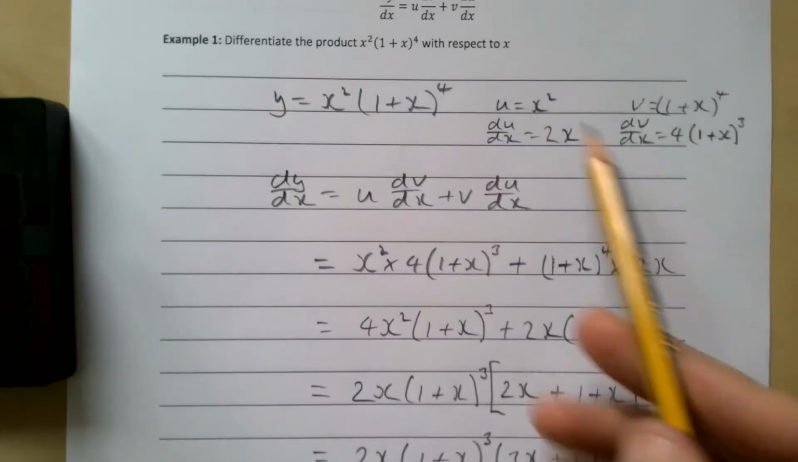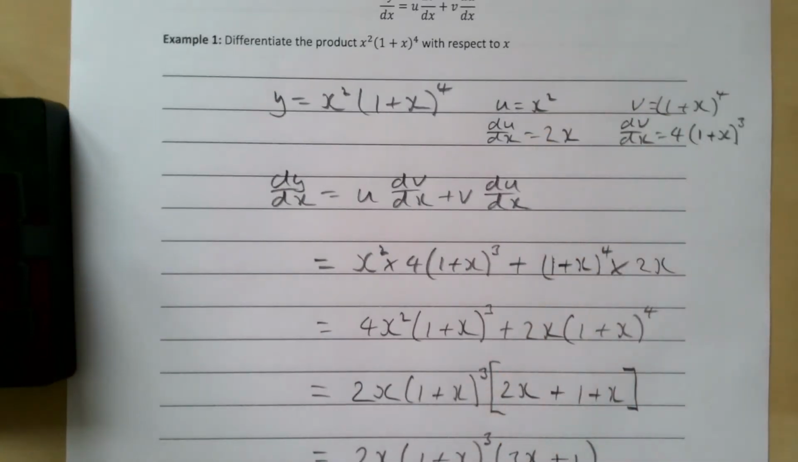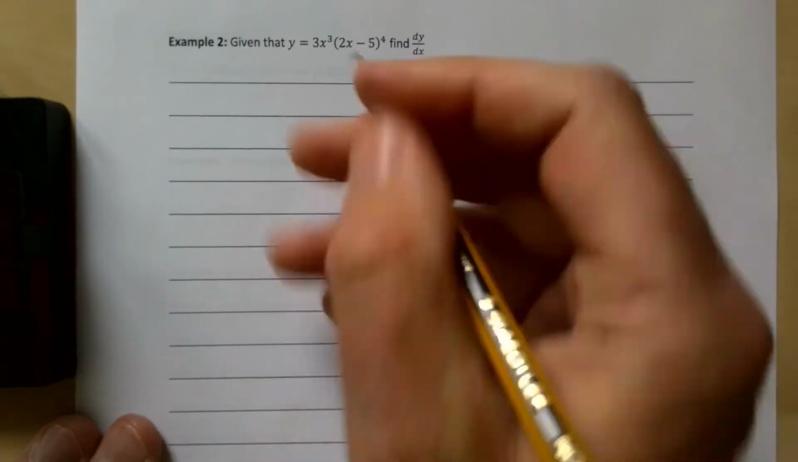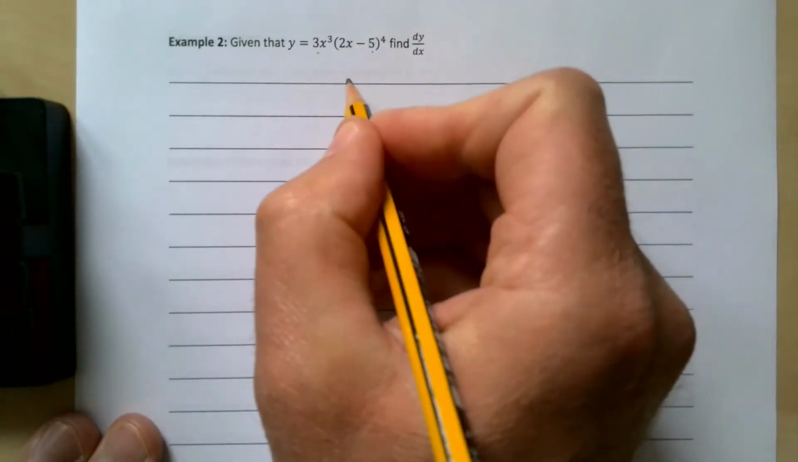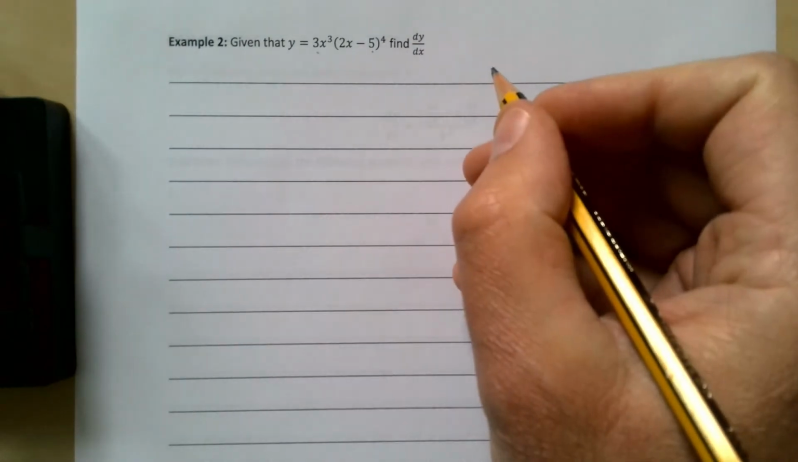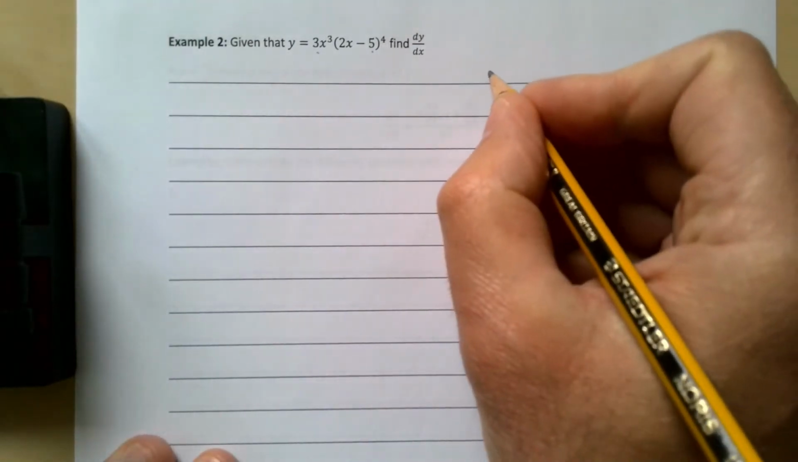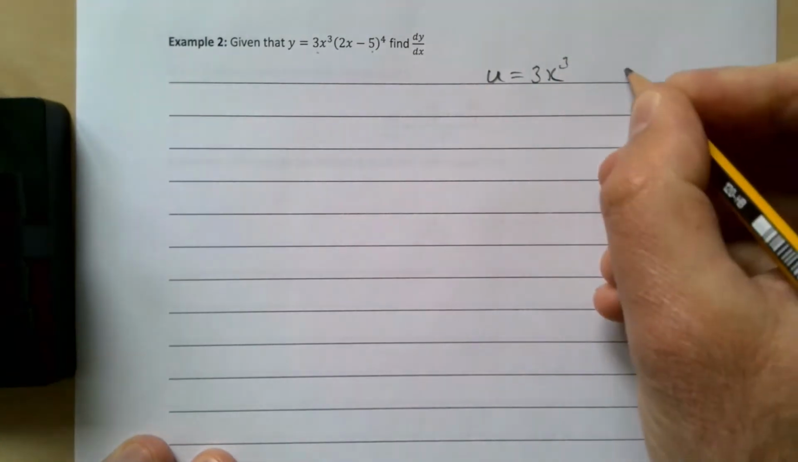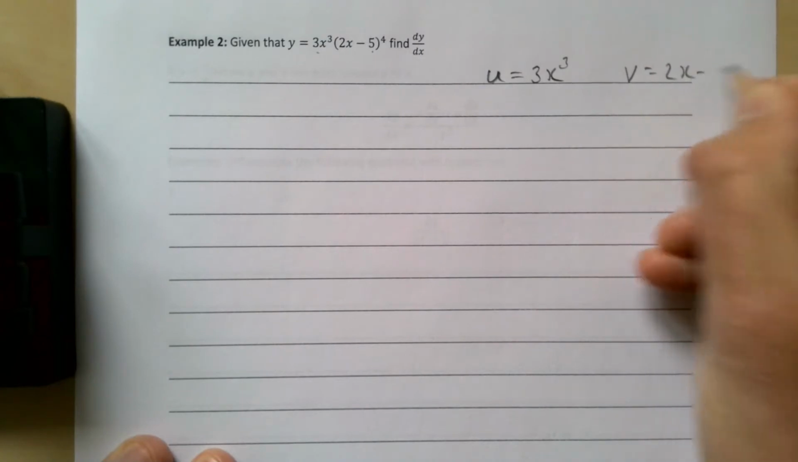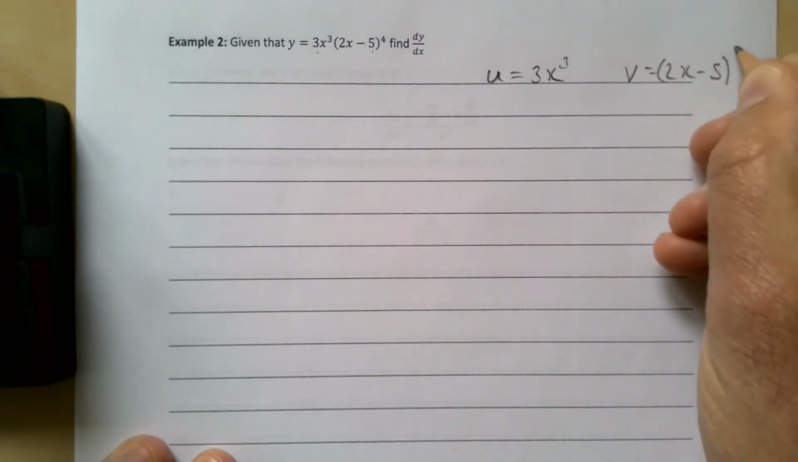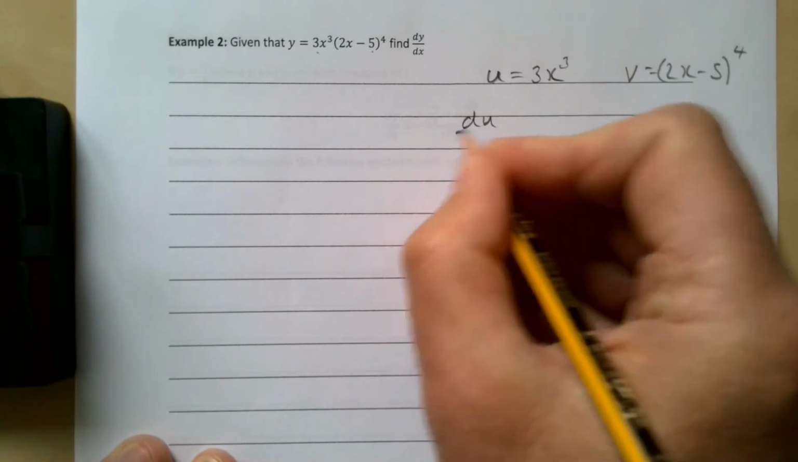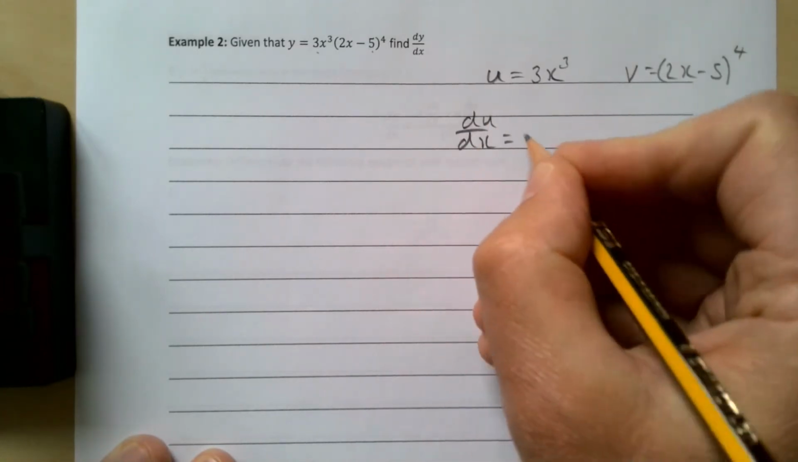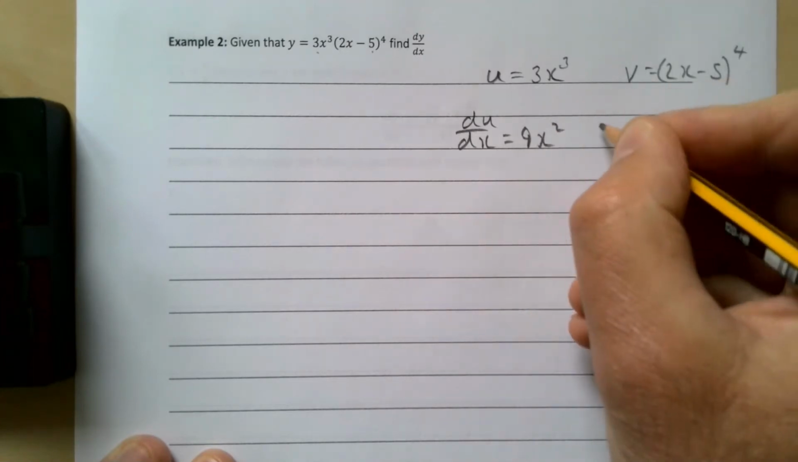To be honest, we're practicing using the product rule here, so that's the bit that I want to see most of all. Let's look at example 2. Hopefully you can see it. Again, this is going to be our u, this is going to be our v. Let's get this set up here so I know what I'm doing. I'm going to let u equal 3x cubed. I'm going to let v equal 2x minus 5 all to the power 4. du by dx is of course going to be 9x squared.